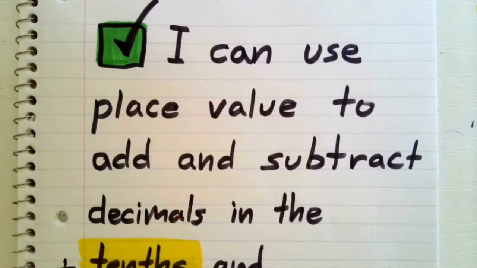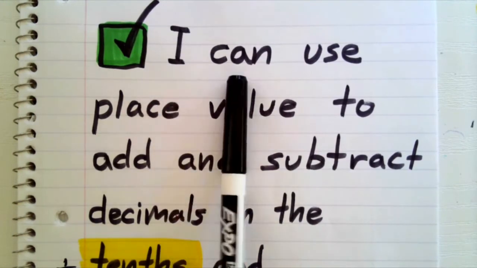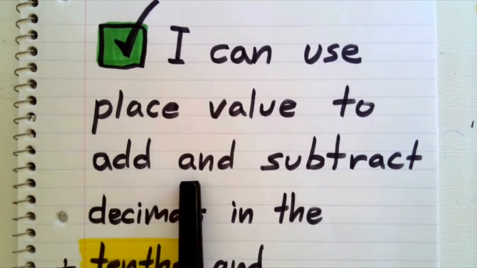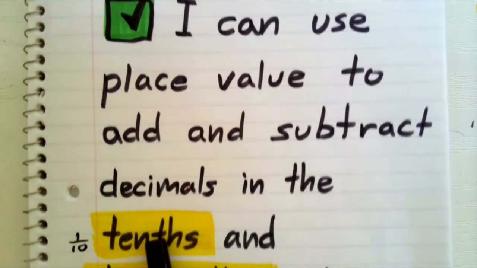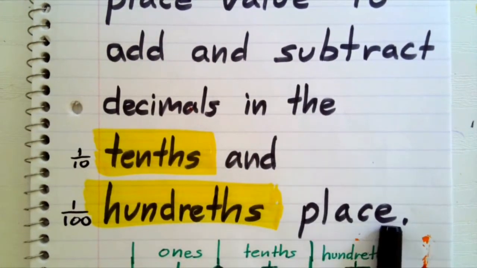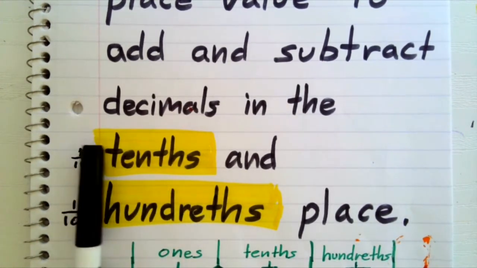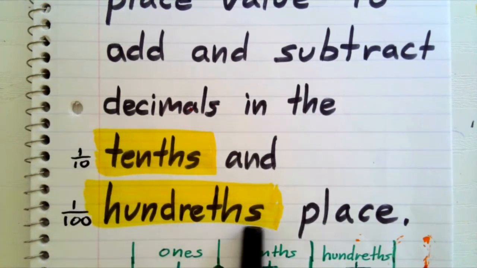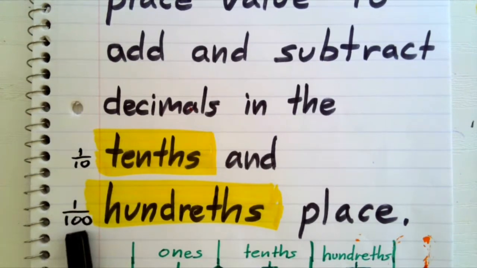Let's read our success criteria together. Ready? Begin. I can use place value to add and subtract decimals in the tenths and hundredths place. When we say tenths, we mean how many 1/10ths there are. And when we say hundredths, we are talking about how many 1/100ths there are.